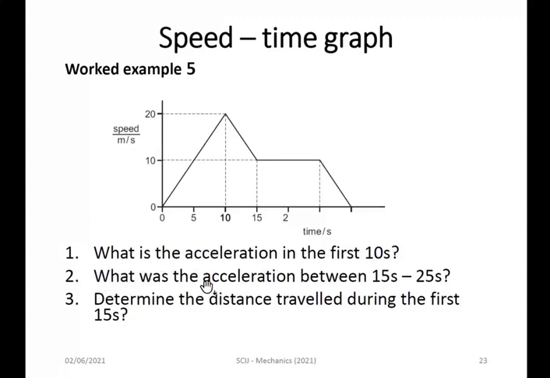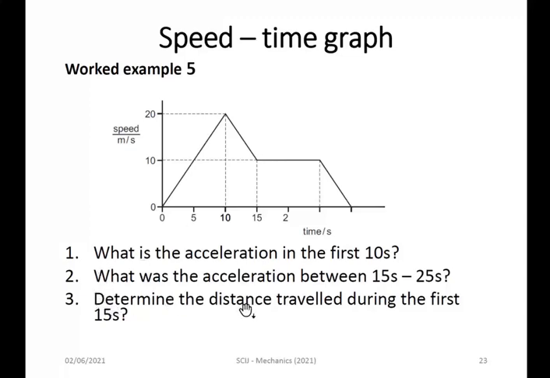Let's look at what was the acceleration between 15 seconds and 25 seconds. From the simulation that we had, a horizontal line on a speed time graph means an acceleration of 0. It is not accelerating, it is moving with a constant velocity. At 15 seconds, it was moving with 10 meters per second. At 20 seconds, 10 meters per second. At 25 seconds, a speed of 10 meters per second. So it is moving with a constant velocity, and that means the acceleration is 0.